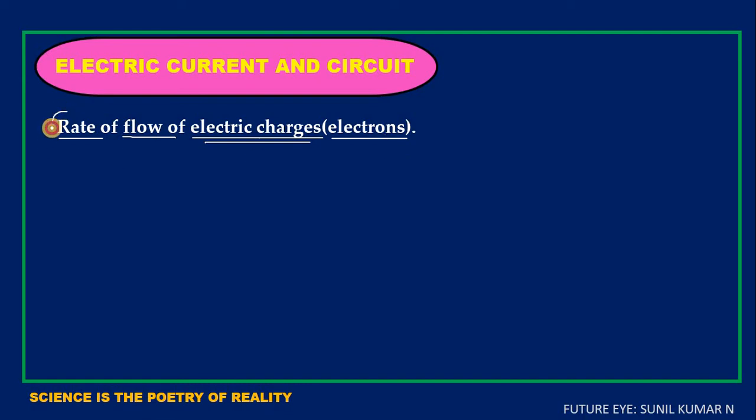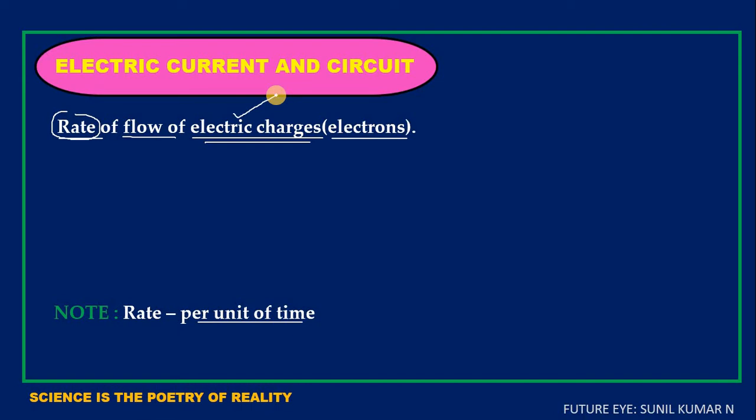But what about the word rate? Rate is nothing but per unit time. It means per second. The unit of time is second or minute, but here we want to consider only second. Hence, how many electric charges flowed in a circuit in 1 second is called electric current.